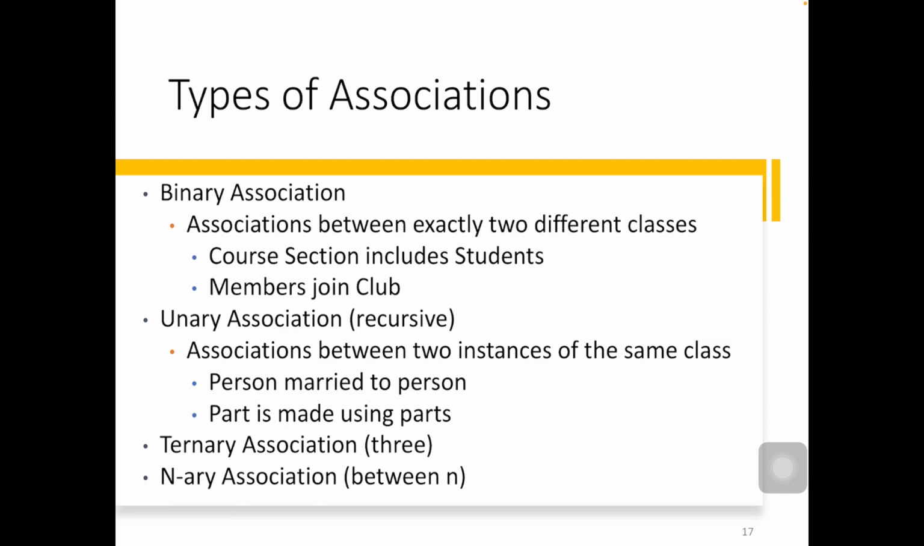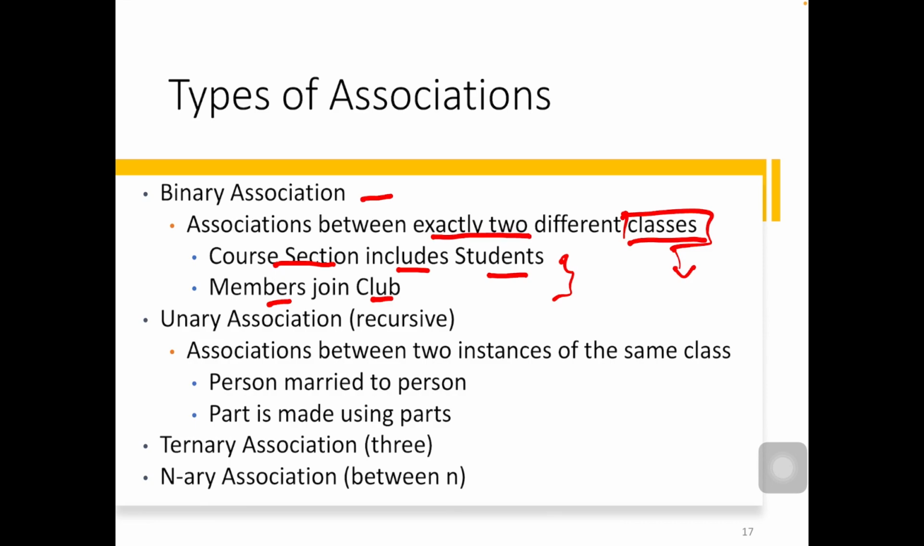Next, the types of association. We have the binary association. This is the common association. So association between exactly two different classes. What are the classes? Classes are the things that we have finalized and we put in our domain class diagram. So we call them classes. For example, the binary association: course section includes students, members join club. So this association is between two different classes.